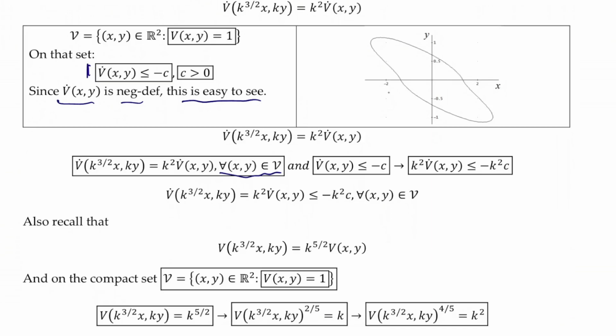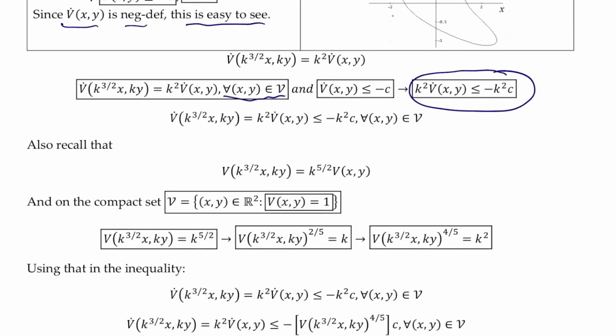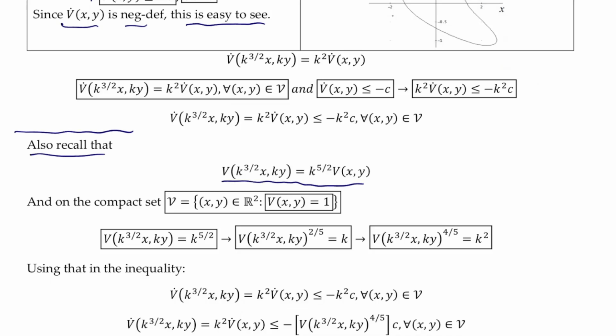I'm continuing. There was some problem with my pencil. And v dot satisfies this inequality, and we can write that basically. So far we haven't written anything new. Here's the thing again. It might take time for you to see that, and that's totally fine. Also recall that that is the expression, and we basically use the homogeneity property of v.